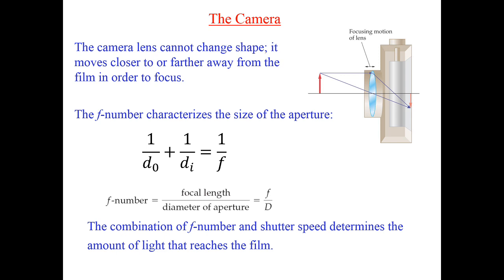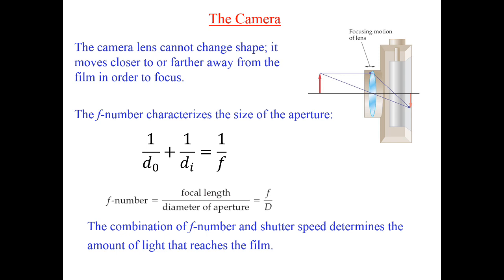You move the lens forward and backwards. That changes your value for the DI, and because the lens is fixed, the focal length is fixed, so you adjust it until it all works out so that the image focuses on the film or the image sensor. So by moving the lens forward or backwards, we can focus the image on the sensor.